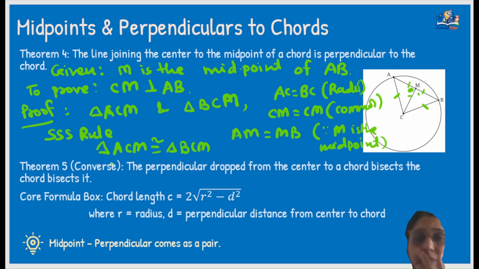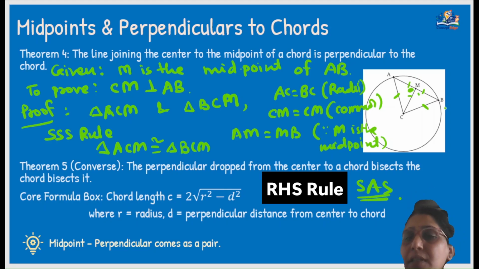Now the converse of this is also true. If CM is perpendicular to AB, then we have to prove that M is the midpoint. We can easily prove this using the SAS rule again. So this is how we can solve this.